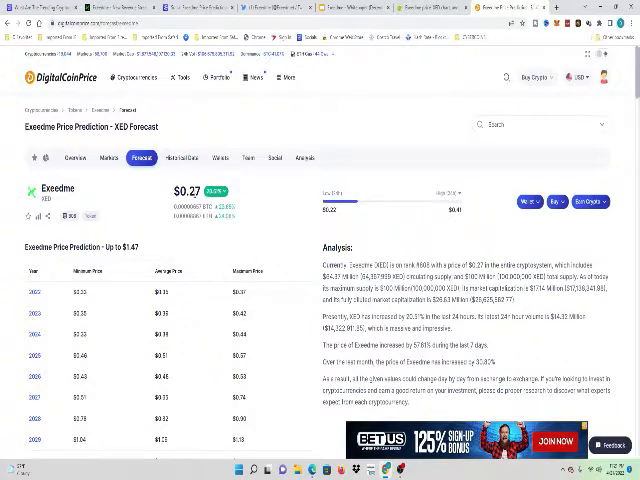Price prediction is 27 cents now, up 20% on the day. By the end of 2022, it's predicted to be 35 cents. By the end of 2023, it's predicted to be 39 cents. By the end of 2024, 38 cents. By the end of 2025, 51 cents. Those are the price predictions.